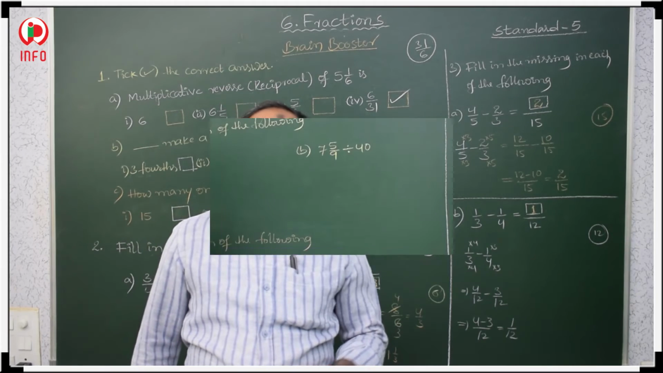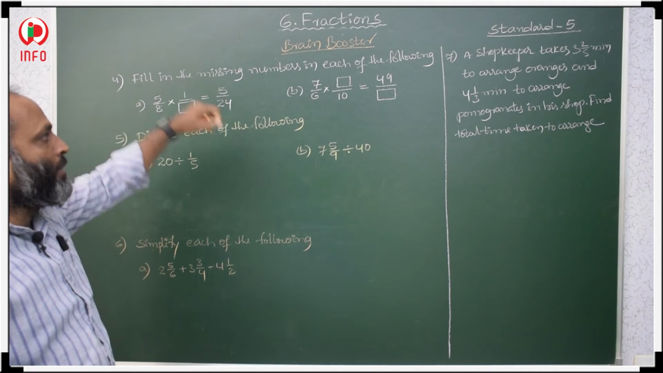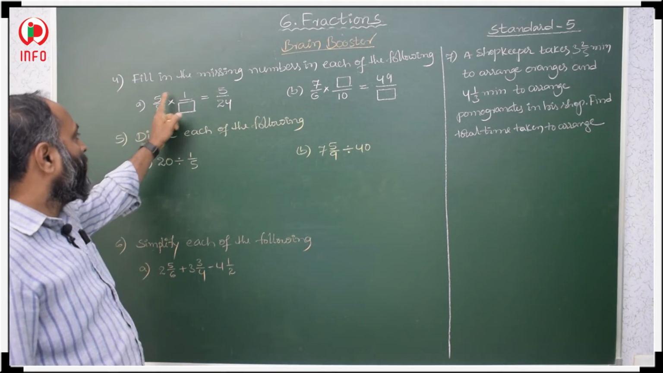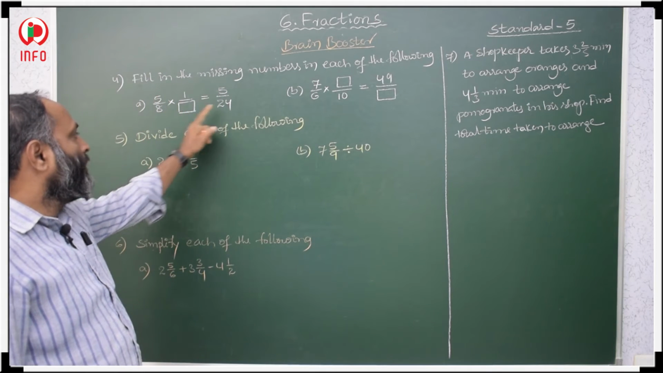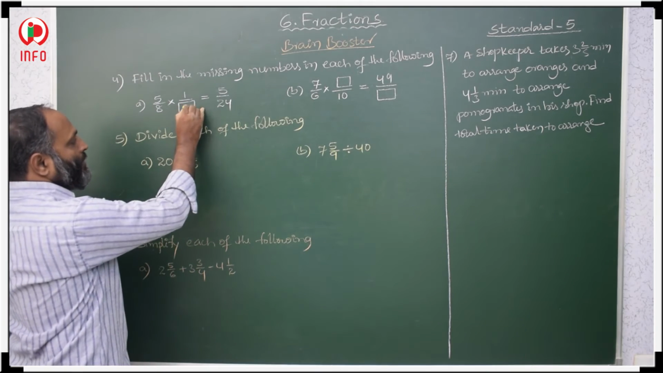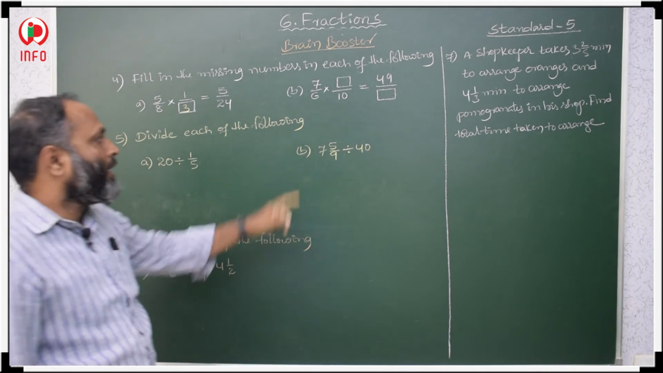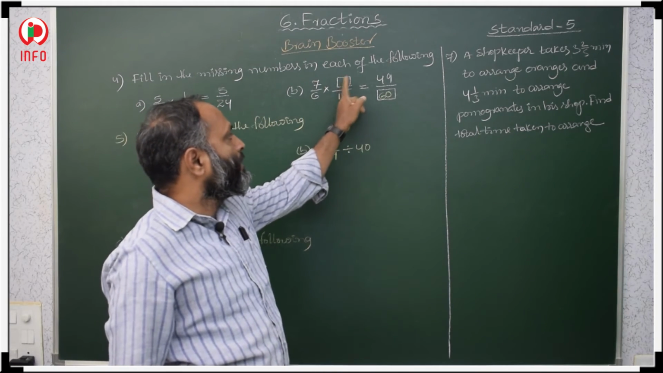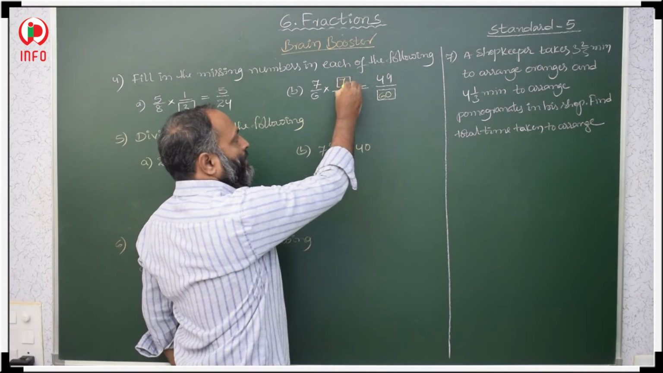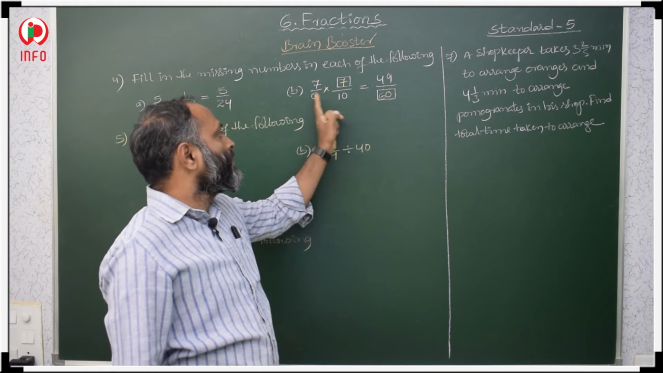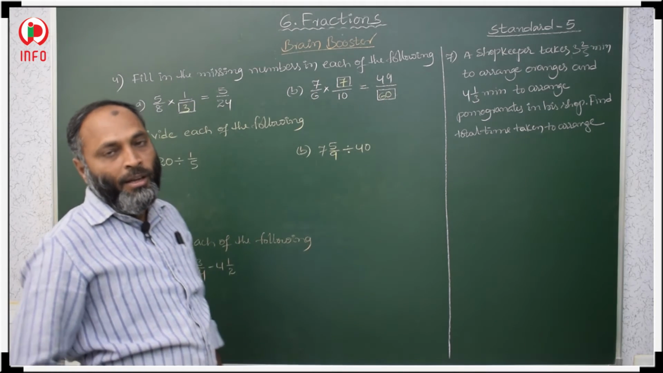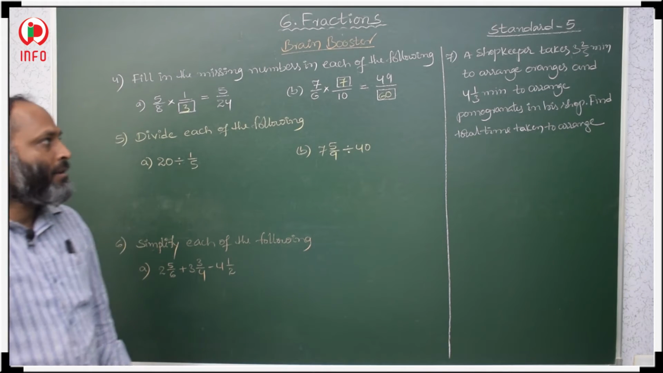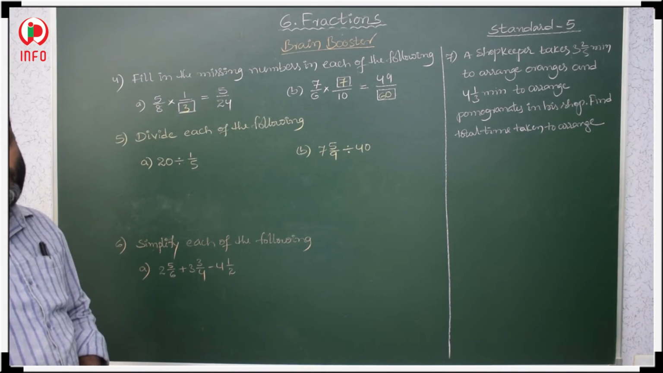Okay. Now, next, fill in the missing numbers in each of the following. In each of the following, missing numbers we have to fill. See here, 5 1s are 5. In 8 table, when will you get 24, 8 3s are, that 3 we have to write. Then 6 10s are 60, that we have to write here. 7 7s are 49, so it means here we have to take 7. Here multiplication, numerator and numerator we have to multiply, denominator and denominator we have to multiply. Okay. And after that we have to check our answer, whether it is correct or not.